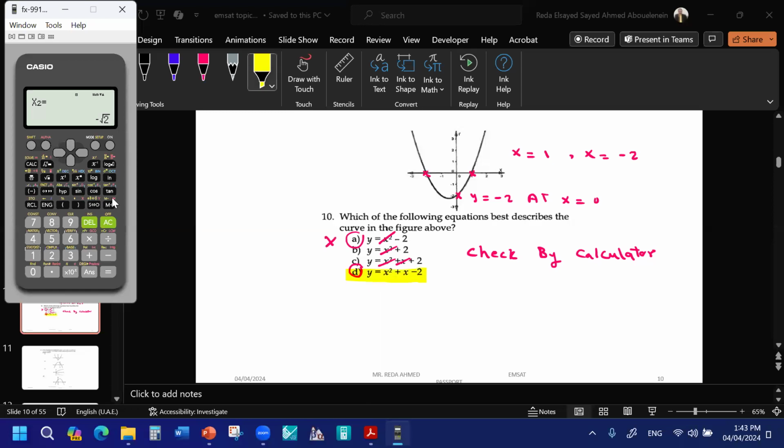So the answer will be the last one. We need to confirm this the same way. Mode 5, 3. 1 equal, 1 equal, -2 equal. So the result will be 1 and -2. This is the result of this. Okay.